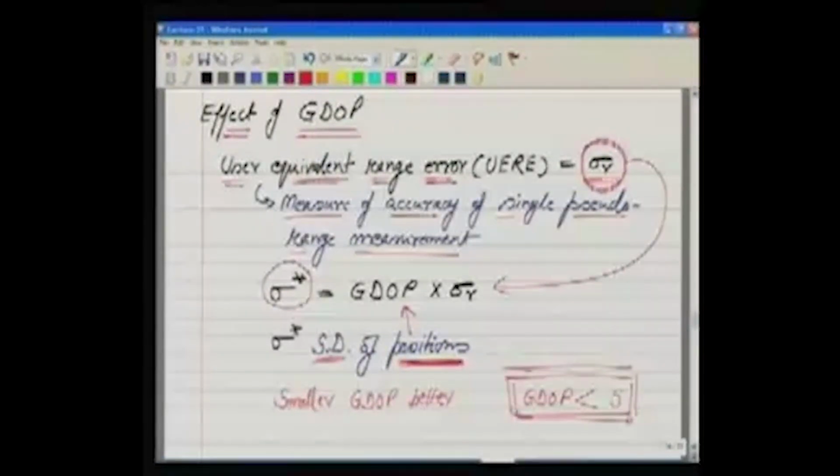Of course, it's a very relative, very subjective term. It depends upon your application, which area or what application you are working on. But this is a kind of thumb rule. We can take a GDOP less than 5 as good.